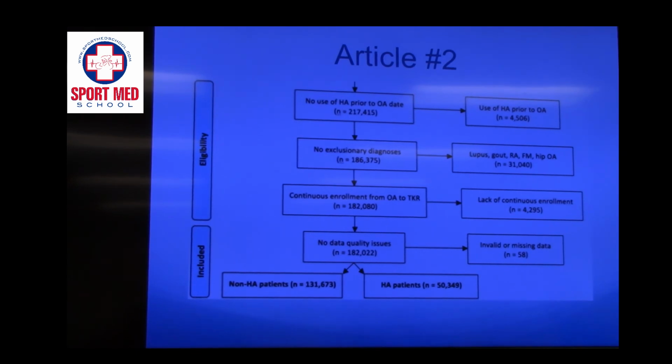Yeah, I know. They excluded various inflammatory conditions, so lupus, gout, rheumatoid arthritis, fibromyalgia, hip osteoarthritis, and then they excluded those who had invalid missing data or weren't continuously enrolled in the study. So basically they came down to about 180,000 patients, 50,000 who had hyaluronic acid, and 130,000 who had not.